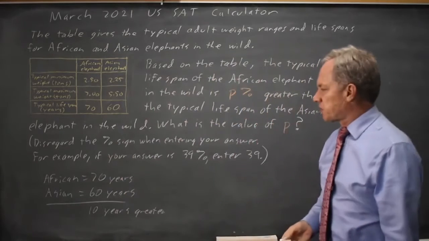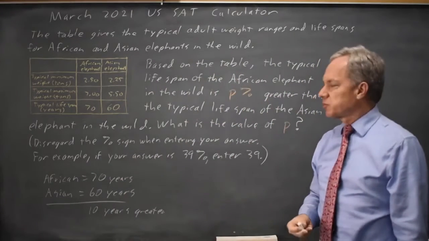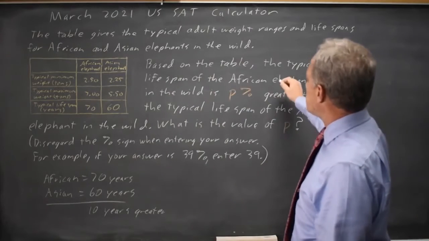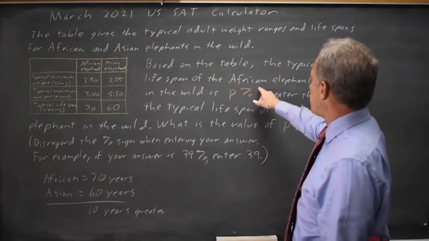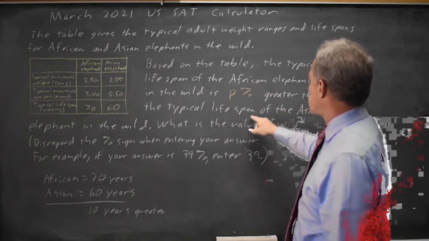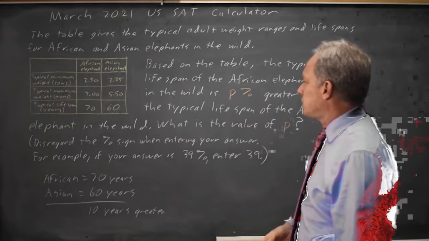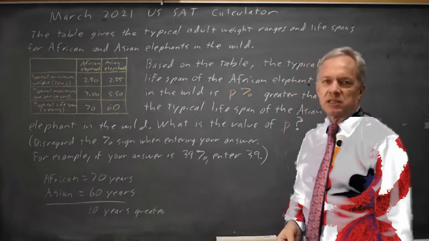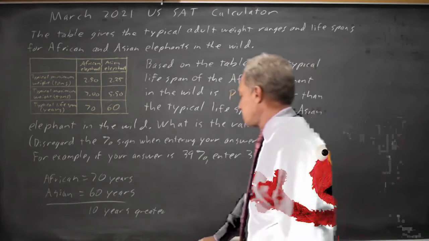Which one do we take that as a percentage of? Do you take that 10 as a percent of the 70 or of the 60? And if we read carefully, the typical lifespan of the African elephant in the wild is percent greater than the typical lifespan of the Asian elephant in the wild. So that's 10 years greater than 60, and we want 10 as a percent of 60.